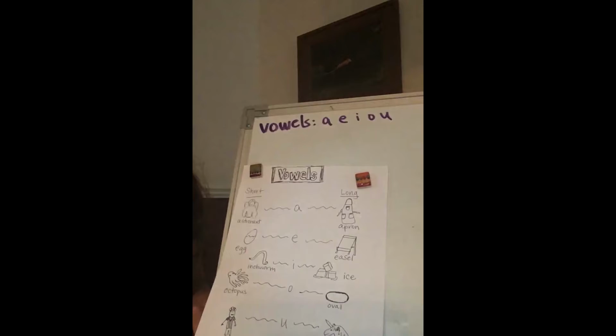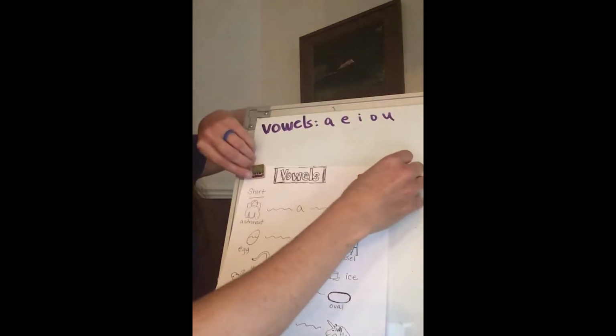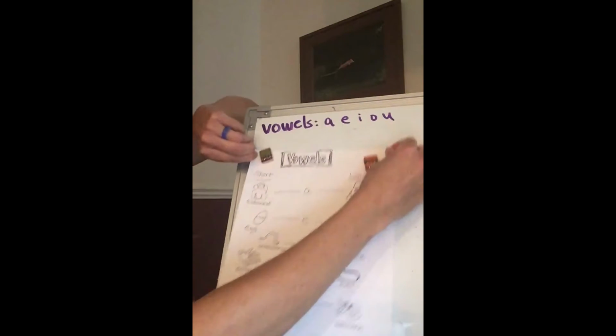Okay? First, let's review some of the vowel sounds. So here are our vowels, A, E, I, O, and U. And sometimes Y, but I didn't include that today.